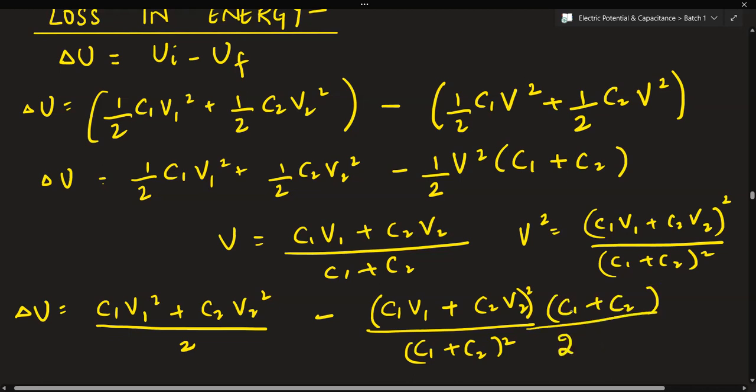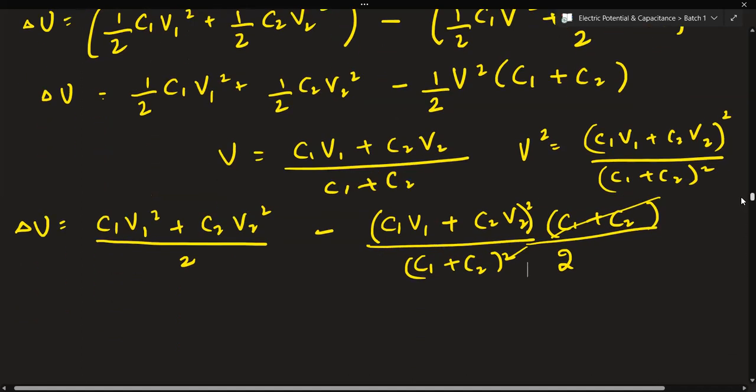Now see, one bracket of C1 plus C2 gets cancelled with this. Now look at the denominators. Here it is 2, here it is 2 multiplied by this bracket. So if you take the LCM, what will it be? 2 multiplied by C1 plus C2. So we have to multiply this term and divide this term by C1 plus C2, the way you take normal LCMs when you perform addition and subtraction.